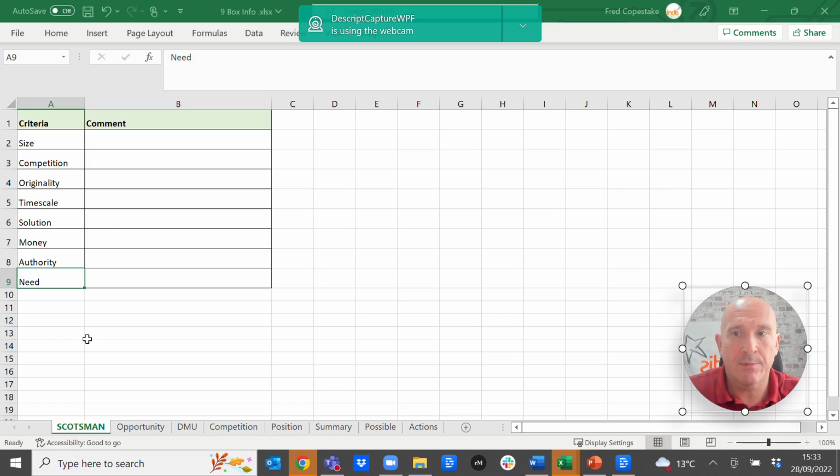The first tab is helping us to think about whether it really is an opportunity or not. Is this business that we want to go after? In this case, we've used the Scotsman mnemonic as a way to think about what opportunity looks like. So here we can think about the size. Is it worth it? Is it going to be enough business for us?